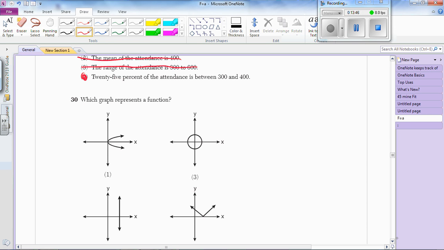Which graph represents a function? Remember, a function will pass the vertical line test. All of these fail except for that one.